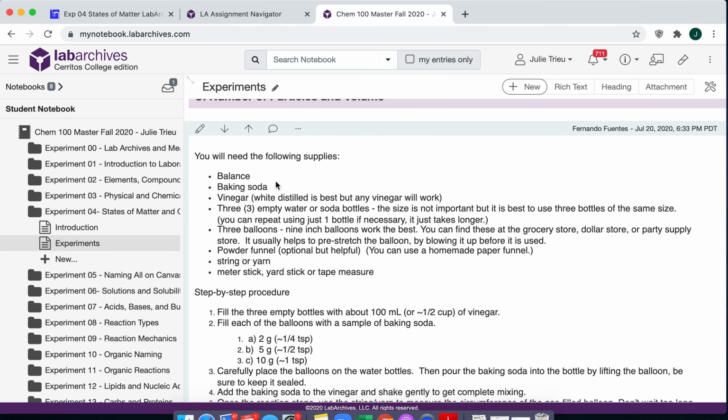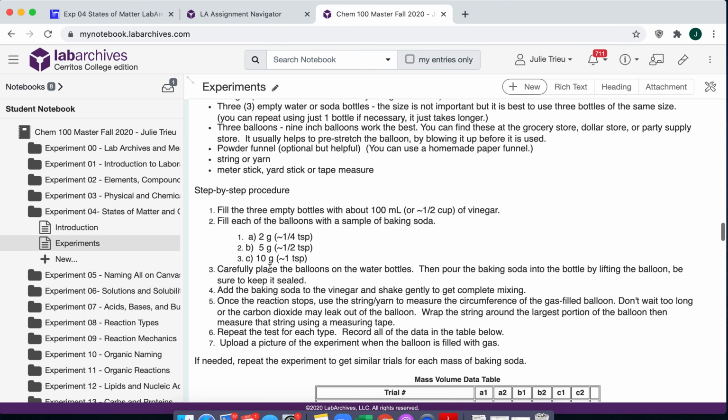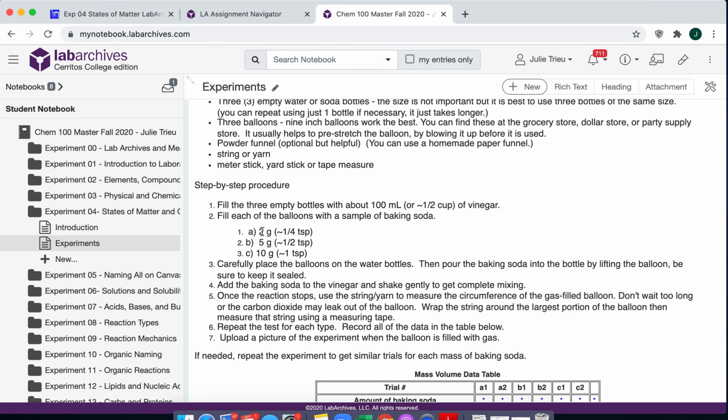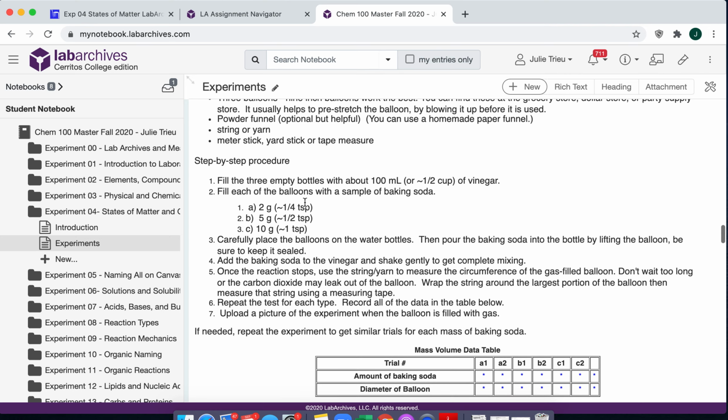You may need a balance. If you don't have the balance, that's fine. You need baking soda and vinegar. You can approximately measure three amounts of baking soda: 2 grams or 1/4 teaspoon, 5 grams, and 10 grams approximately. The more baking soda added to the vinegar, the more gas particles, or higher number of n.